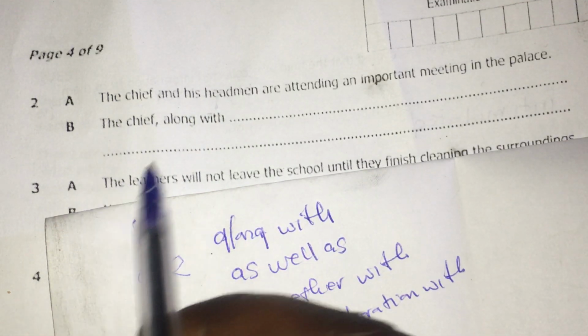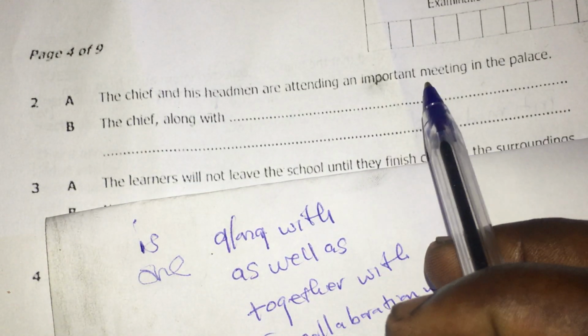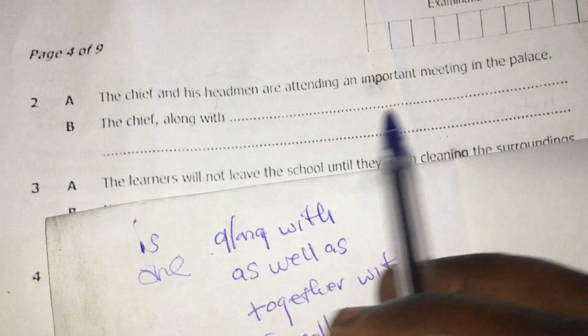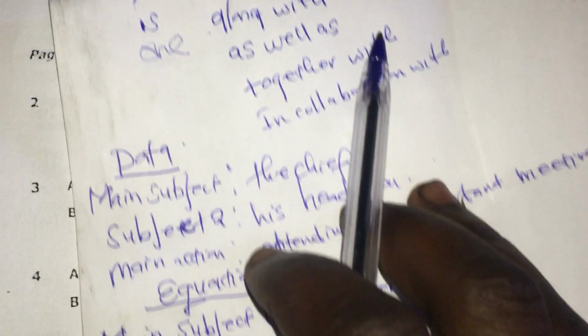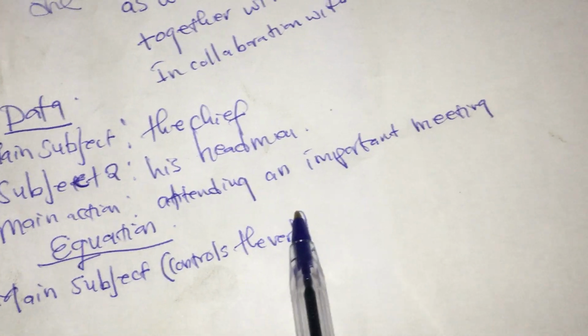If the main subject is a singular subject, then the verb is going to be a singular verb. So if we do have a plural subject, which means even our verb is going to be a plural verb. That's what it is. So the main subject controls the verb.